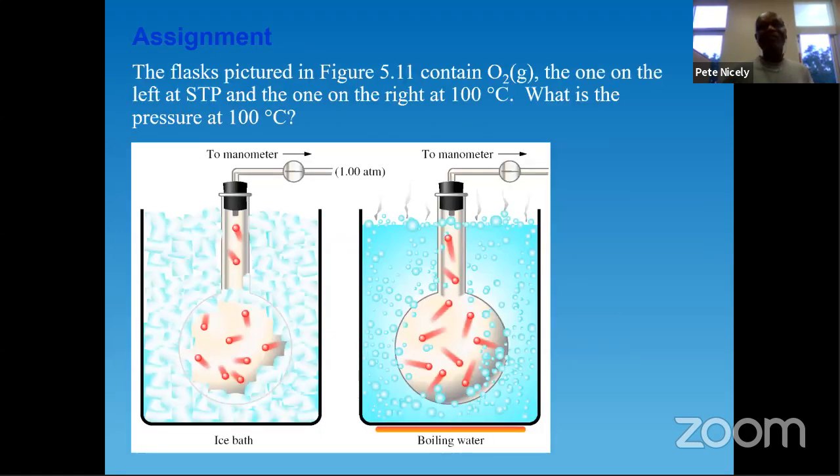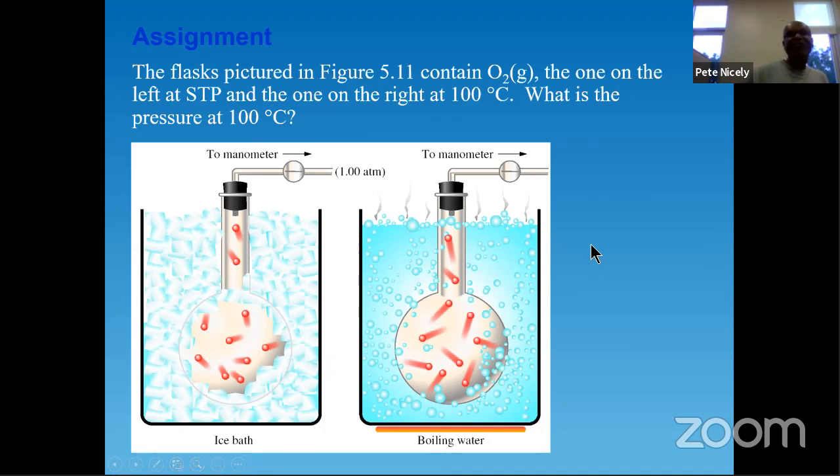Based on what we have learned here, let's see if we can do this problem. The question says that you have oxygen in this flask. Here, the conditions would be STP, which means that the temperature is 0 degrees Celsius and the pressure exerted by the gas is 1 atmosphere. Over here, same gas, same container, but the difference is that the temperature is 100 degrees Celsius. So the question is asking, what's the pressure exerted here? Now, without doing any calculations, one would come to the conclusion that the pressure exerted by the gas in the boiling water would be greater compared to the pressure exerted by the gas under 0 degrees Celsius conditions.